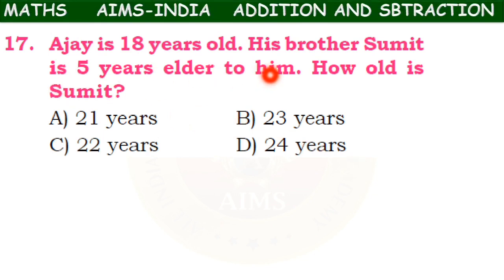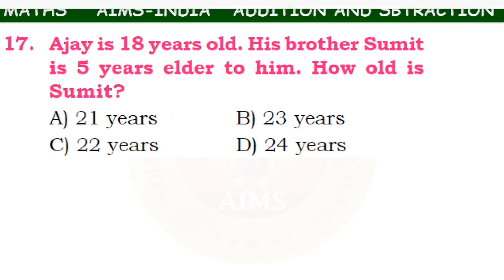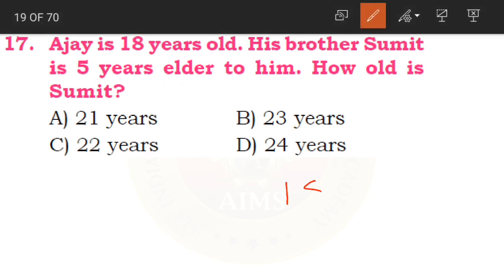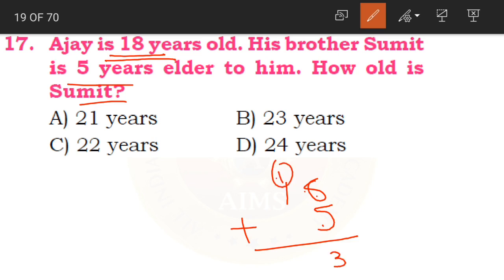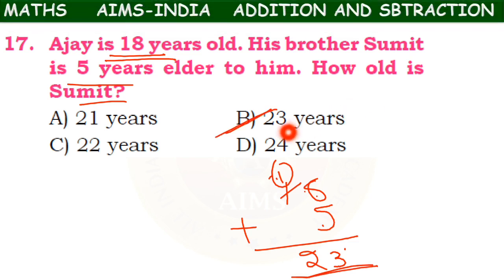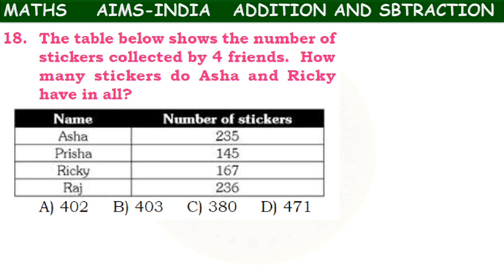Yes. Coming to question number 17. Ajay is 18 years old. His brother Sumit is 5 years elder to him. So how old is Sumit? Yes, Ajay is only 18, but his brother is 5 years older. Elder means more. 5 years more in age. So how old is Sumit? We need to add 8 plus 5, 13. 1 carried, 3 written down. 1 plus 1, 2. What is the answer, children? 23 years. So Sumit is 23 years old.